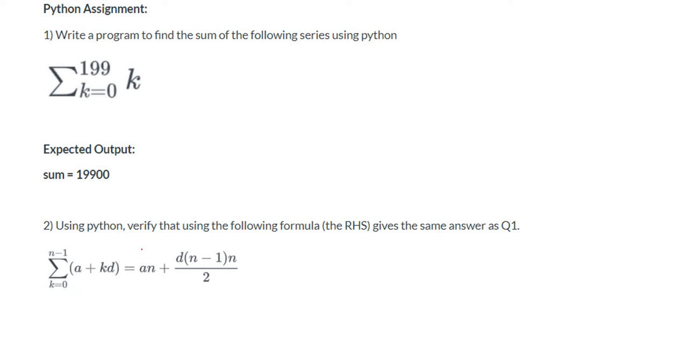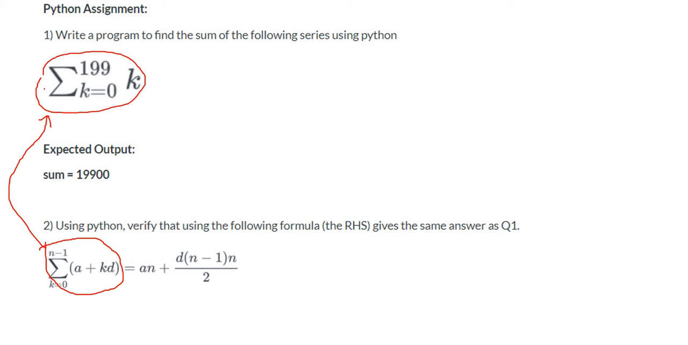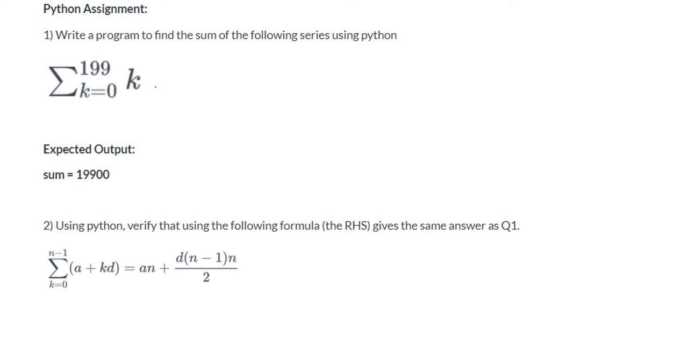So now you can use the right hand side of this equation to confirm this formula. In order to do that, you have to identify what these parameters are. What is A, what is D, what is N? The way you can do that is to compare this side with this given sum.